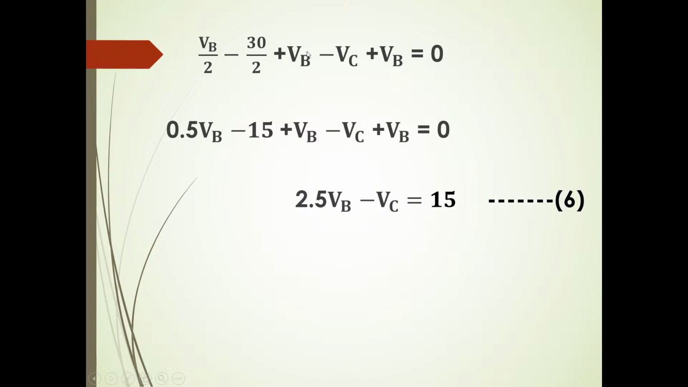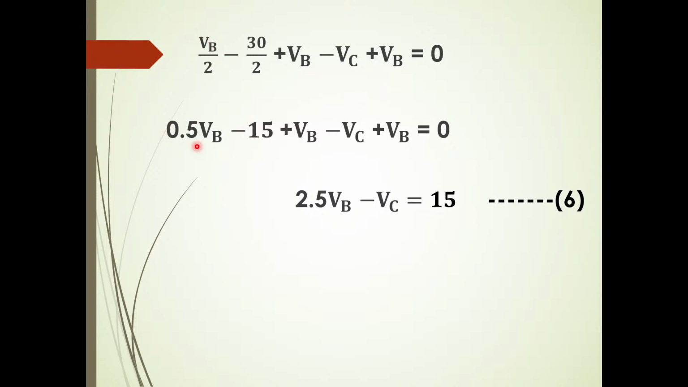So see, I have just expanded the above equation. If you expand the above equation, what do you get? VB by 2 minus 30 by 2 plus VB minus VC plus VB equal to 0. Just expand the above equation. So you will get VB by 2 minus 30 by 2 plus VB minus VC plus VB equal to 0.